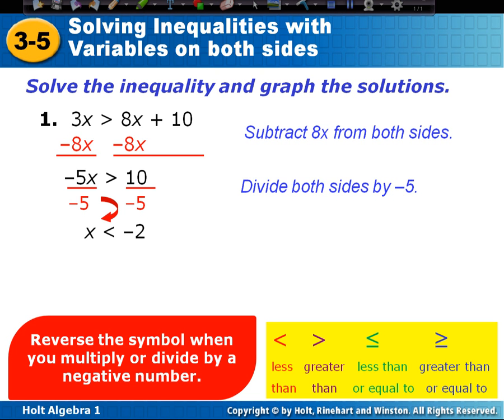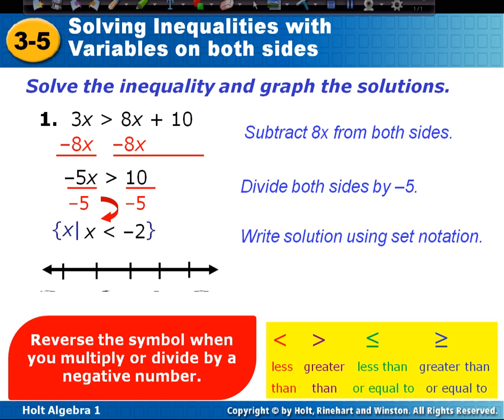So now that I've solved it, I'm going to use the same steps that I've used for the last couple of days. I'm going to solve it, set it, graph it, and check it. So now I've solved, so now I'm going to set using my braces, my squigglies, and my x such that. So now I've solved, set, now I'm going to graph it.